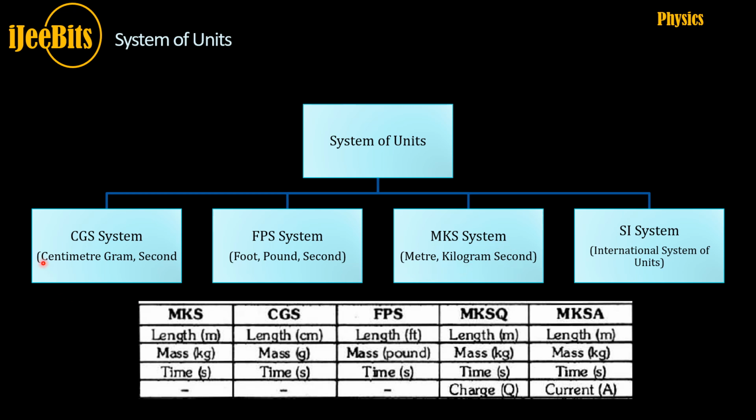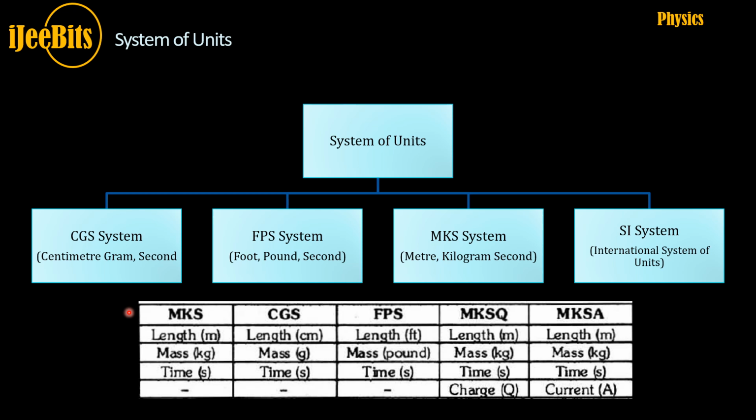If you look at it, C stands for centimeter, G stands for gram, S stands for second. That's why it is the CGS system. In FPS, F stands for foot, P stands for pound, S stands for second. So FPS is also known as the British system. MKS system means meter, kilogram, second. SI system is the international system of units. So we use these measurements in different countries, but ultimately we need to understand what these systems do.